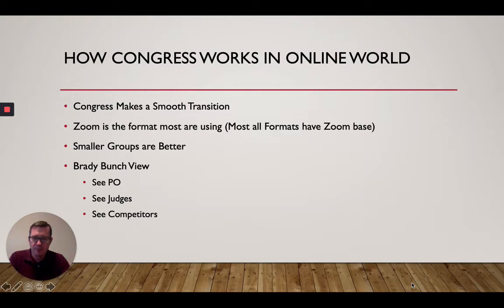One other thing that I really suggest is that everybody, judges, competitors, everybody, not coaches, of course, but participants in the round, just keep the Brady Bunch view on. That's to where you can see everybody in their little box on the screen. This is going to be more important when we get into POing, but as a competitor, it's going to be good because you can see the PO.